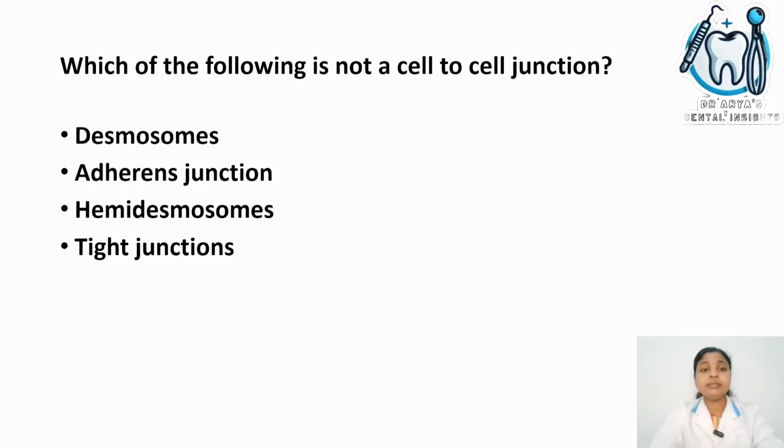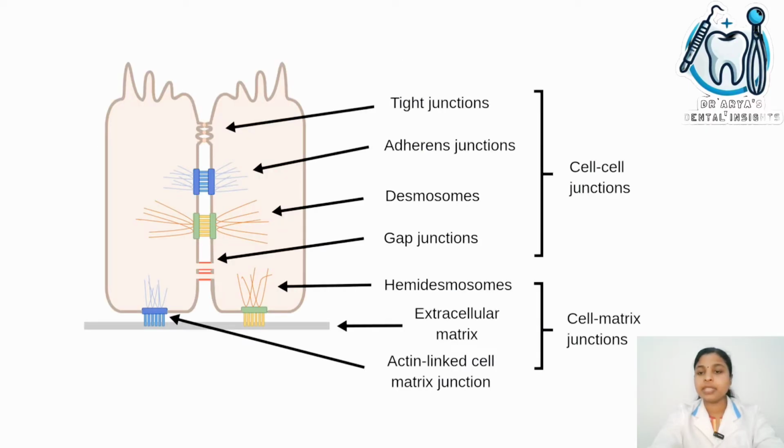So coming to the next question, which of the following is not a cell-to-cell junction? So this is a question about cell junctions. Desmosomes, adherence junction, hemidesmosomes, or tight junctions. So these are the cell junctions. Here this is the tight junction. These are the adherence junctions. These are the desmosomes and these are the gap junctions. And these constitute the cell-cell junctions.